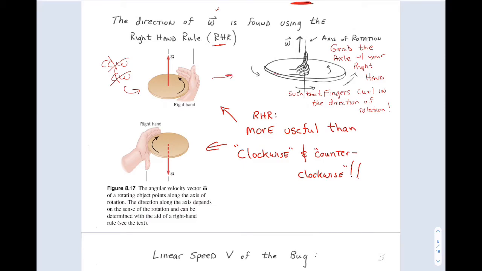So here's the same disk, rotating. To find the direction of the angular velocity, omega vector, you grab the axle of rotation, or the axis of rotation. Here, let's say the axle of the wheel. You grab the axle or the axis with your right hand such that your fingers are curling in the direction of rotation. If that's the case, then your thumb points in the direction of omega vector.